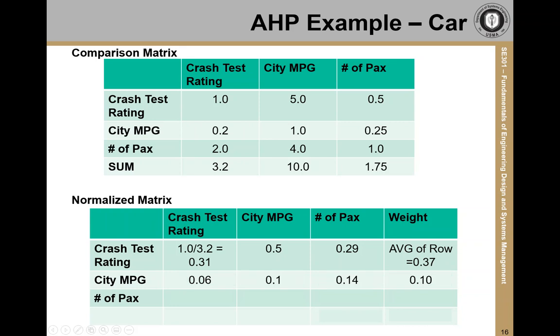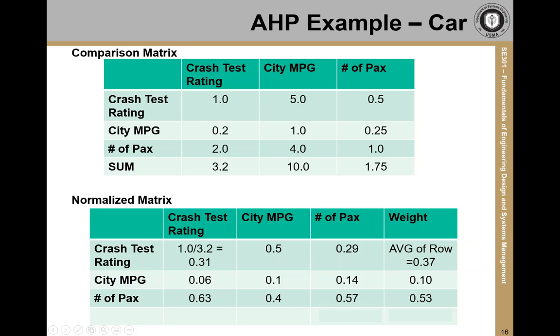I would do the same for city miles per gallon. So I'd take that 0.2 divided by 3.2 and get 0.06. 1 divided by 10 gives me 0.1, and 0.25 divided by 1.75 is 0.14. Take the average, that comes out to 0.10. And I'll let you pause if you want. You can work through number of passengers, but it's exactly the same methodology. You take your number in that cell divided by the sum, do that all the way across, and then take the average, and that ends up being your weight.